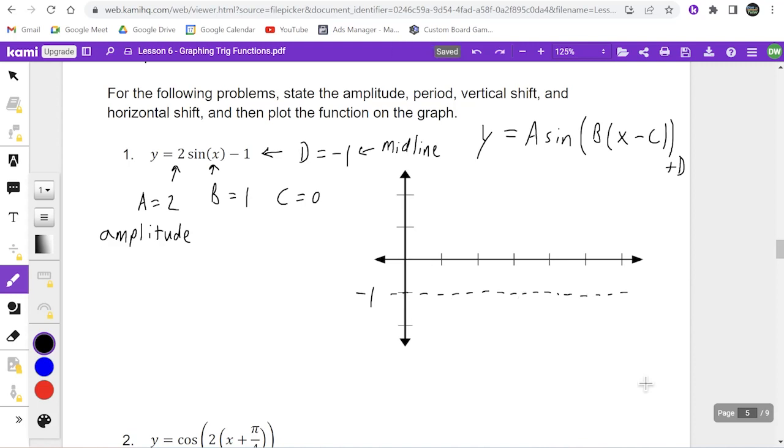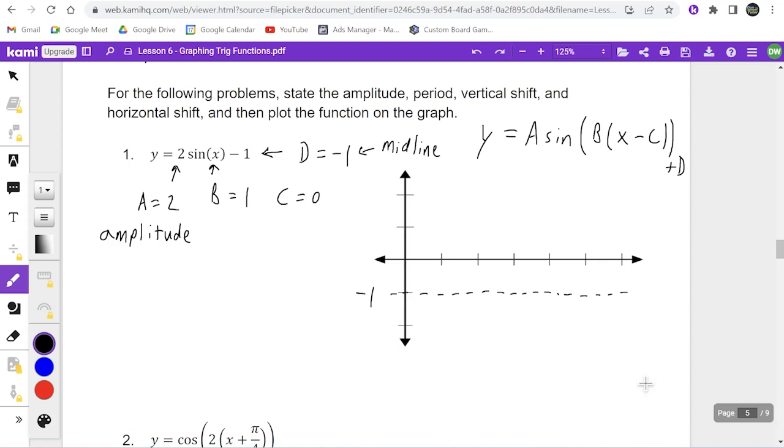Now, don't actually draw that squiggly line. I'm just giving an example. But you're going to notice everything is going on around negative 1. That's how we account for D. So we found the amplitude. We found the vertical shift. Vertical shift is the same thing as a midline, by the way. Horizontal shift is 0. That means we're not going left or right.